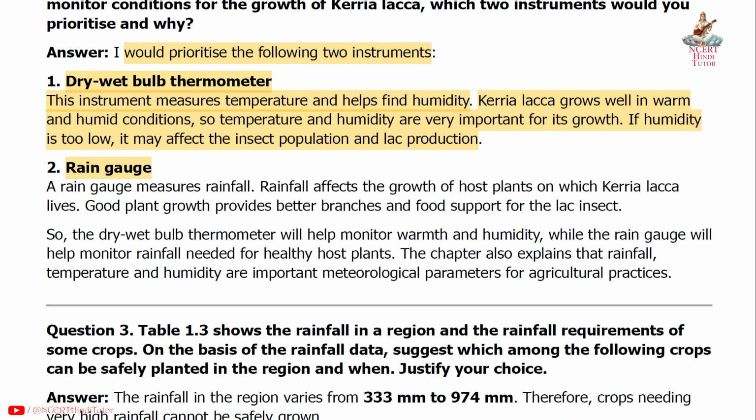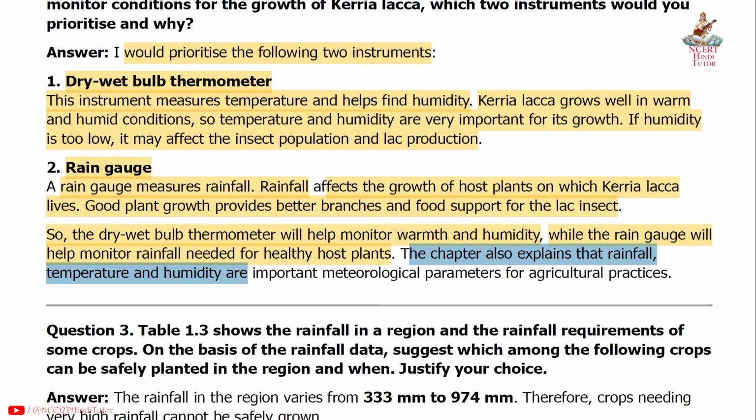Second, rain gauge. A rain gauge measures rainfall. Rainfall affects the growth of host plants on which Kerria lacca lives. Good plant growth provides better branches and food support for the lac insect. So, the dry wet bulb thermometer will help monitor warmth and humidity, while the rain gauge will help monitor rainfall needed for healthy host plants. The chapter also explains that rainfall, temperature, and humidity are important meteorological parameters for agricultural practices.